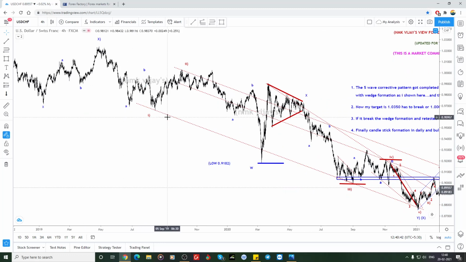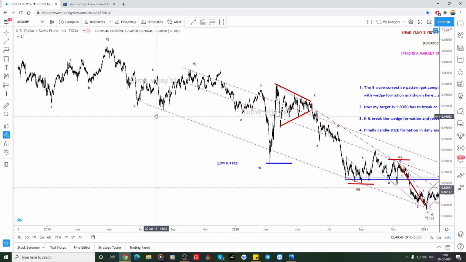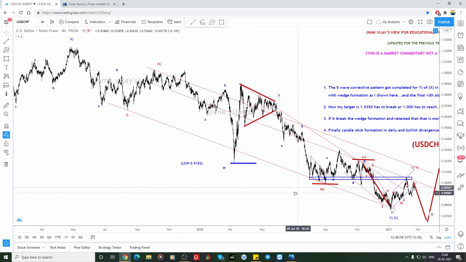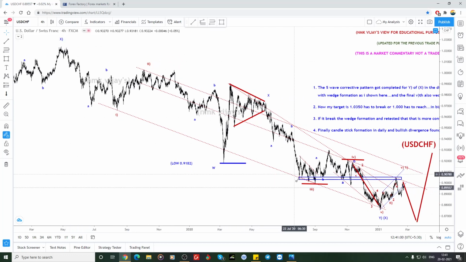A, B, C as a W. I took this as a 1. So it could be 1, or we can make it an ABC as a W, X, ABC. So this could be Y, X, ABC, Z. So here is the end of this Y. Again, this is the X wave. So A, B, C, that is a Z wave.